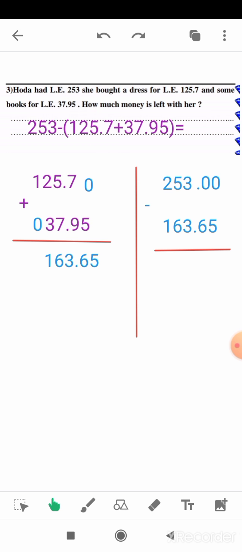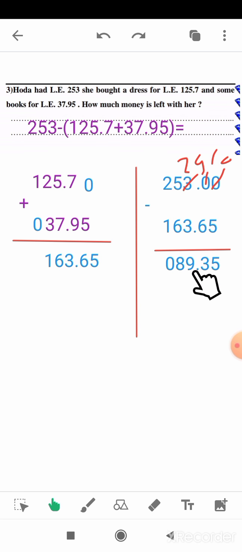So we have here two zeros, so 0 minus 5 can't be, so 0 will be 10. We can't borrow from 0, so we'll borrow from 3, it will be 2, and 0 will be 10, and take 1 from this 10 to make it 9, and there will be 0 here as a 10. 10 minus 5 equals 5. 9 minus 6 equals 3.